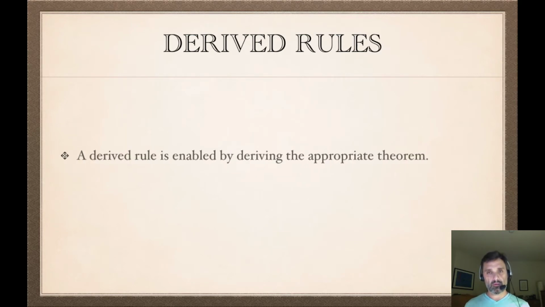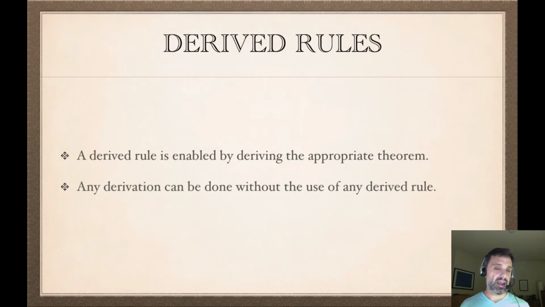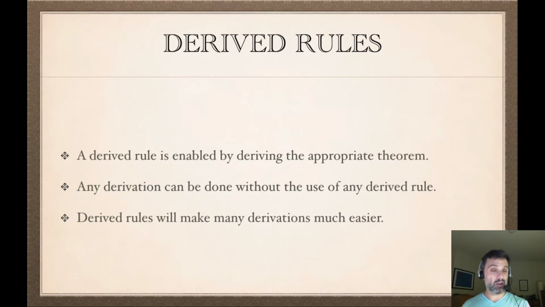So we've talked about derived rules before. A derived rule is enabled by deriving the associated theorem, which is a problem in the derivation module. Any derivation can be done without the use of any derived rule, and that's why we're allowed to use them. You might wonder, well, why bother? And the answer is that derived rules make many derivations much easier because they summarize a bunch of reasoning you might have to go through again and again and again. Instead, we do the reasoning once, and then we can appeal to it later because we've done it.